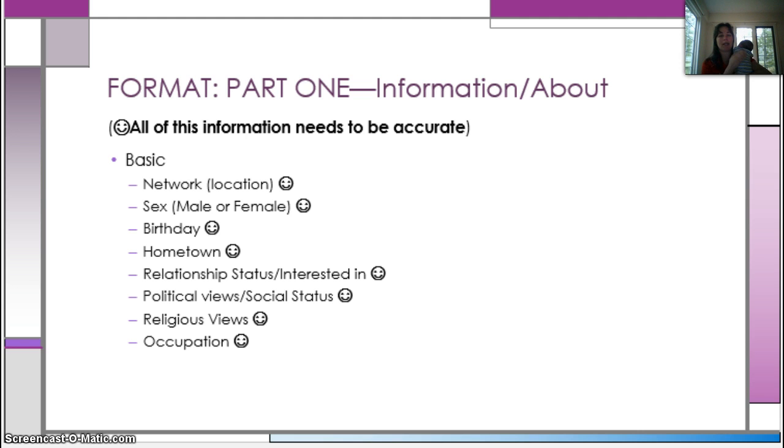You need to put their hometown, relationship status, or what they might be interested in. Julius Caesar, male and female. Political views, social status, if they are peasants, if they are nobility, king. Religious views, what are they? What religion are they affiliated with? And then what is their occupation?